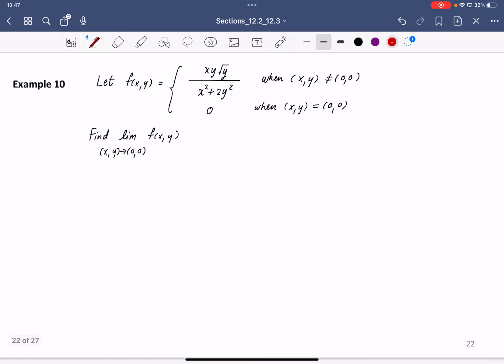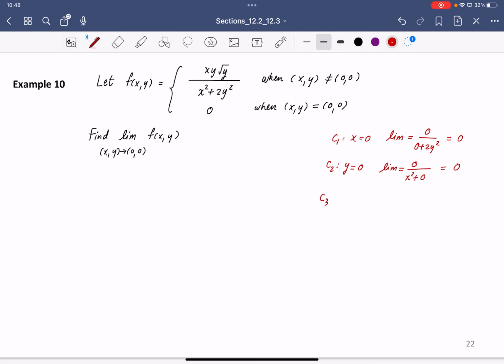If you pick C1, x equal to 0, the limit is actually 0 over 0 plus 2y squared, which is 0. If you pick C2, y equal to 0, you also get the same thing: you plug in y equal to 0, and get 0 over x squared plus 0, which is 0.